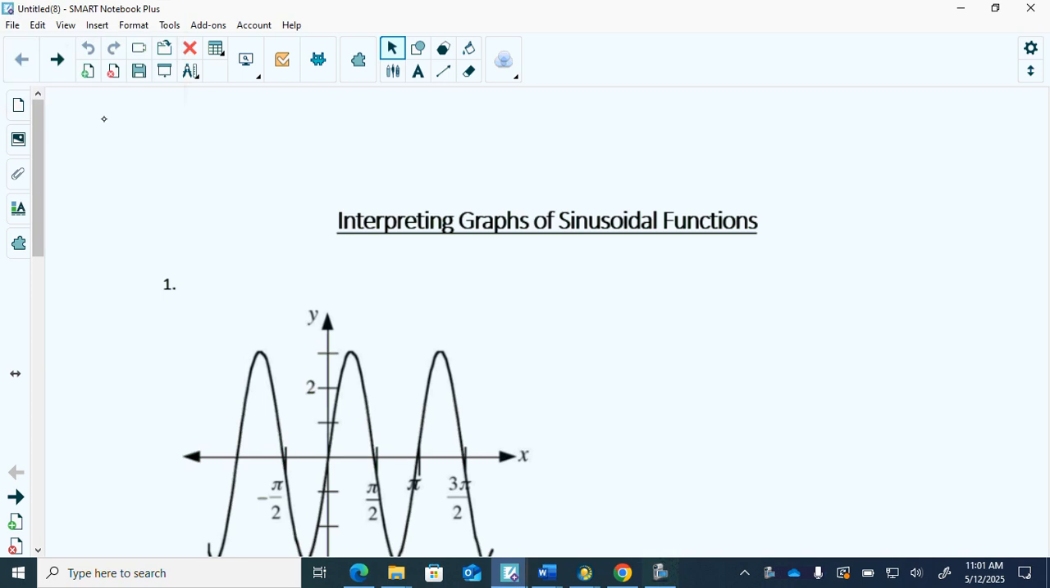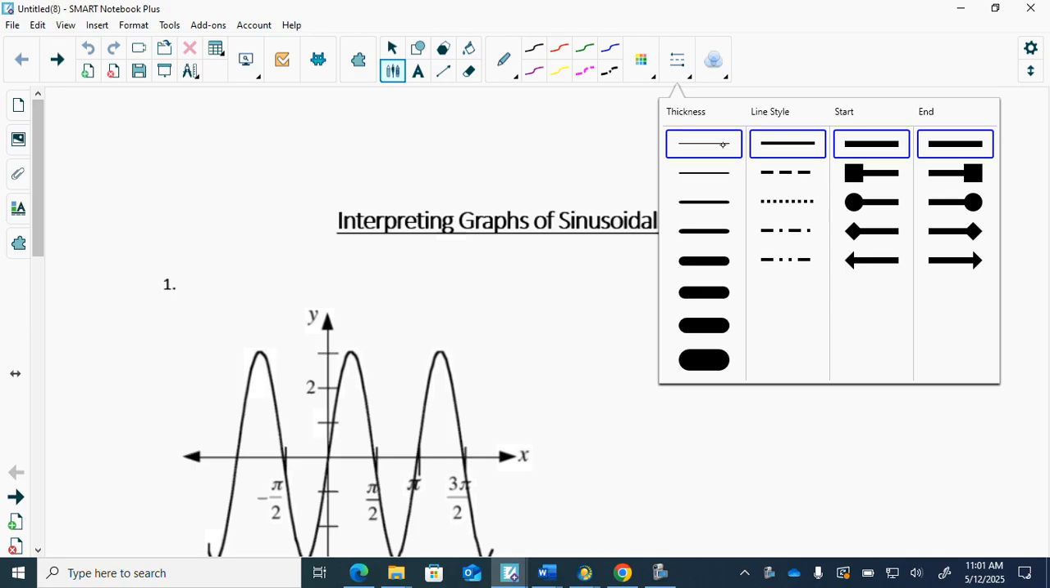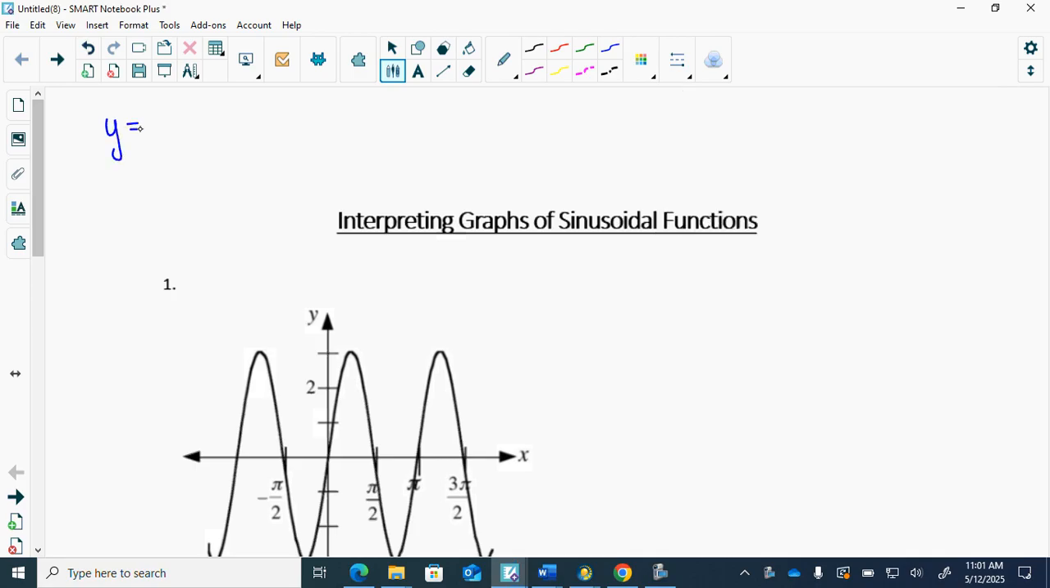We'll write this up here. These are all y equals sine x graphs and y equals cos x graphs, which we'll talk about in a little bit. But we're going to find all the pieces of it.